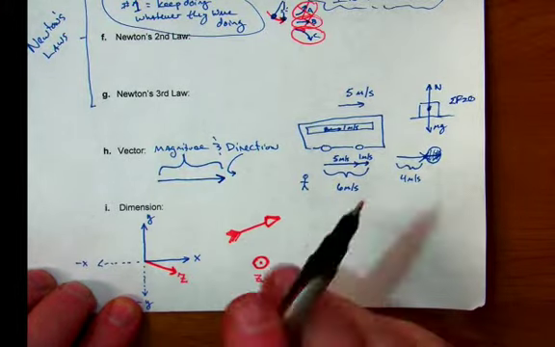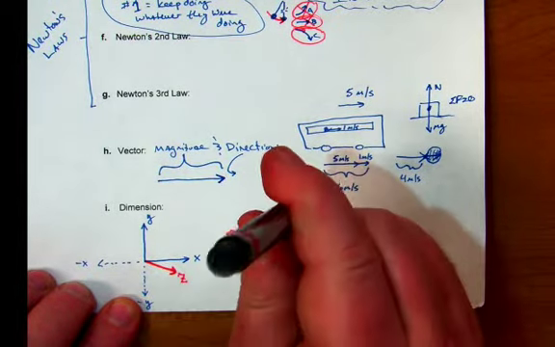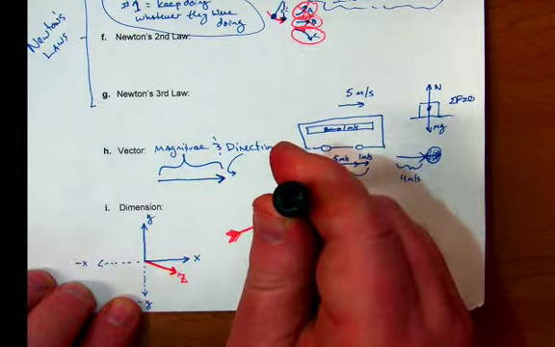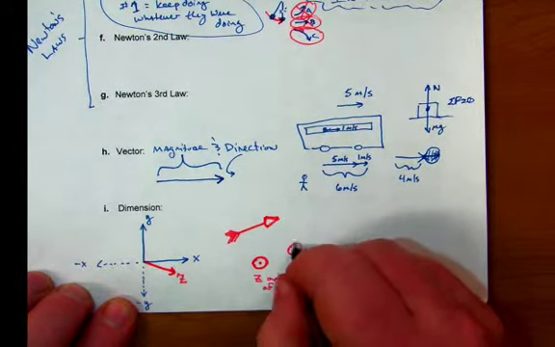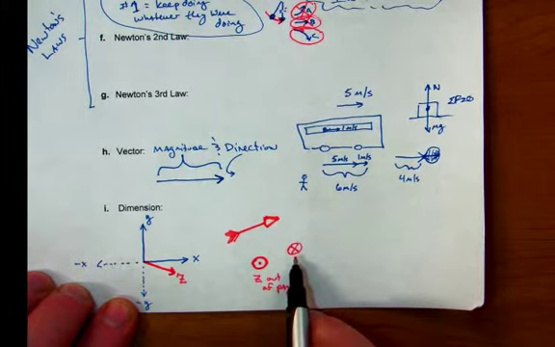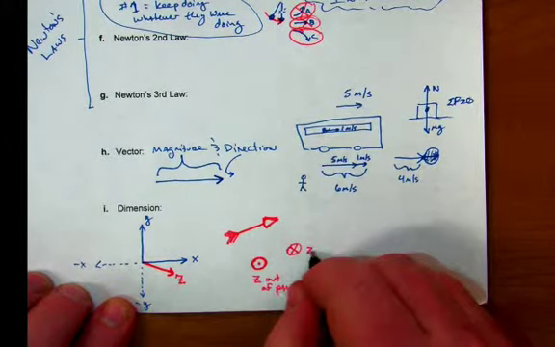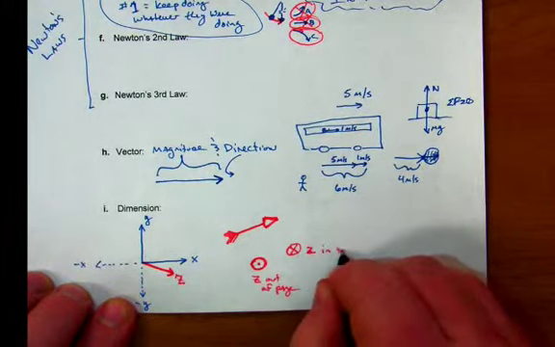And then if you flipped it around instead and it was going into the page, and you imagine there are feathers on the back of my marker, you would now see the X from the feathers. So this is how you show a vector going into the page. So that would be Z into the page.